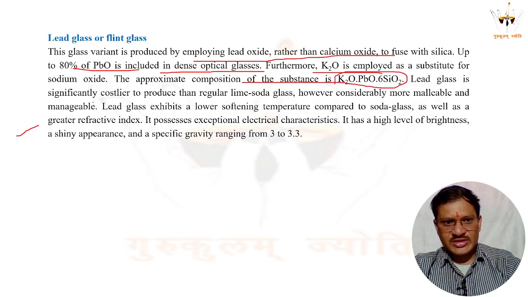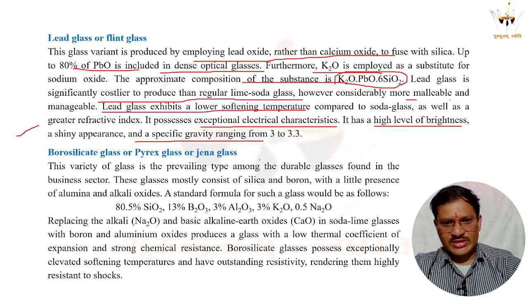Lead glass is significantly costlier to produce than regular lime soda glass. However, it is considerably more malleable and manageable. Lead glass exhibits a lower softening temperature compared to the soda glass. It possesses some exceptional electrical characteristics, and they have a high level of brightness, a shiny appearance, and specific gravity ranging from 3 to 3.3.